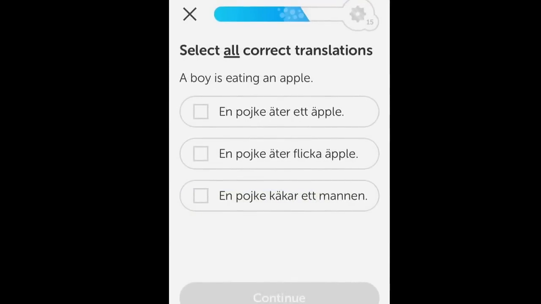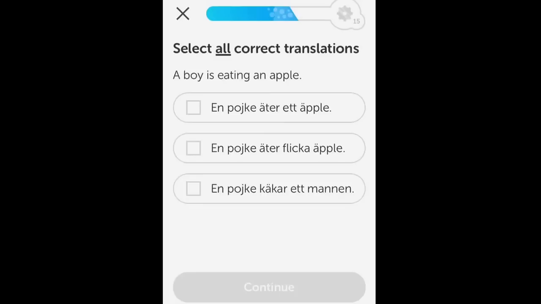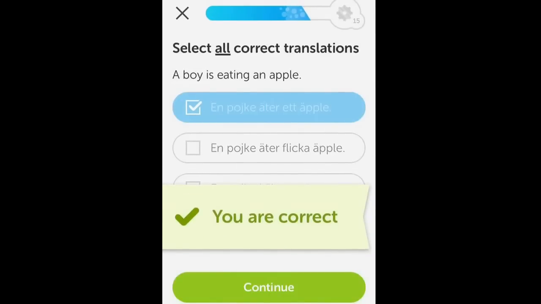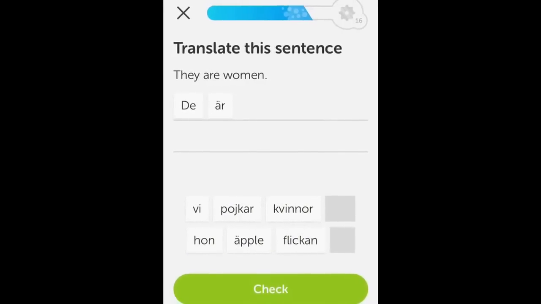A boy is eating an apple. I guess this one. Yeah. They are women. De är kvinnor.